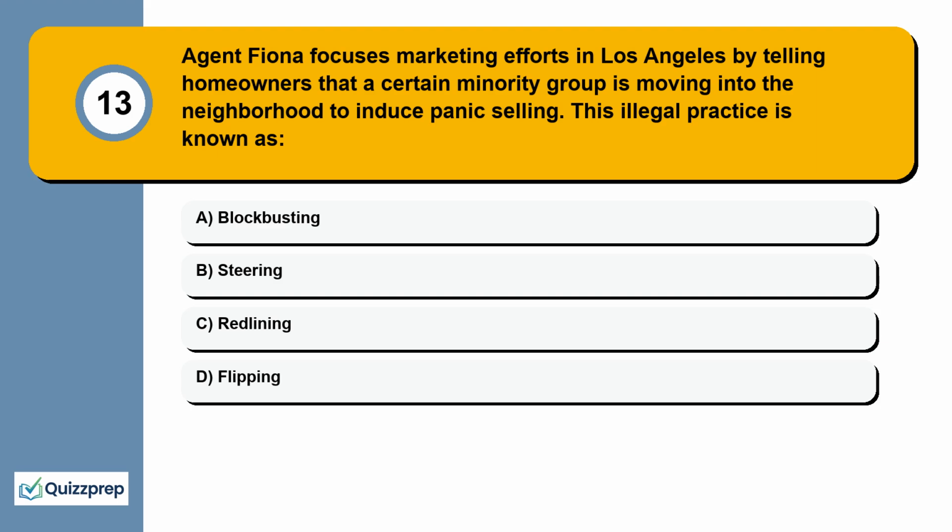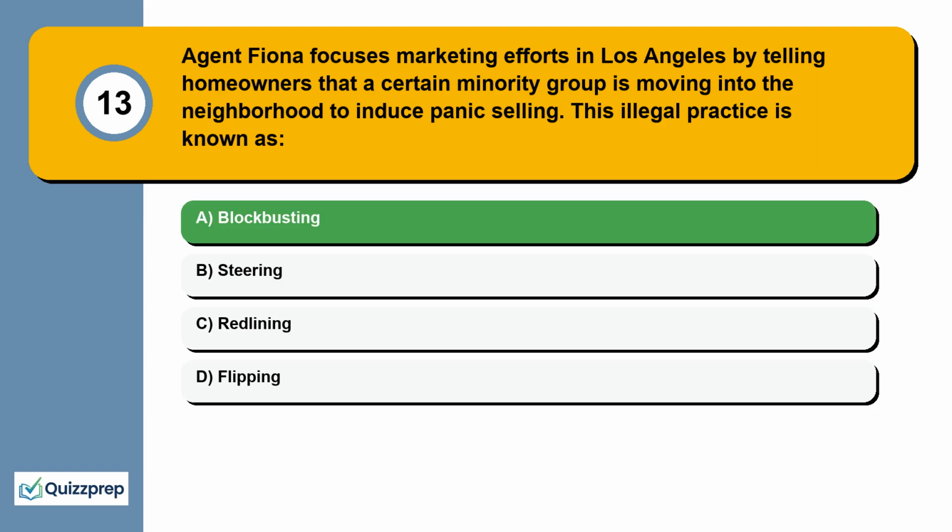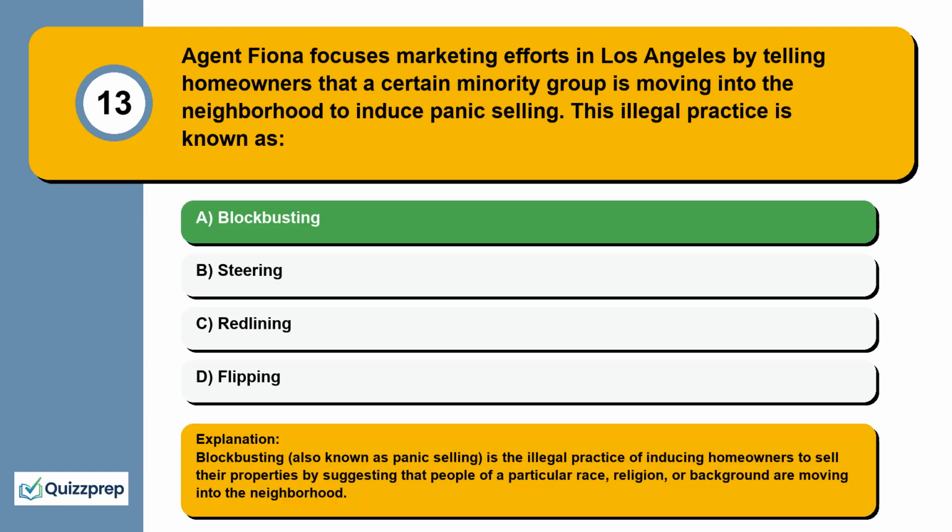Question 13. Agent Fiona focuses marketing efforts in Los Angeles by telling homeowners that a certain minority group is moving into the neighborhood to induce panic selling. This illegal practice is known as blockbusting, steering, redlining, flipping. Blockbusting, also known as panic selling, is the illegal practice of inducing homeowners to sell their properties by suggesting that people of a particular race, religion, or background are moving into the neighborhood.